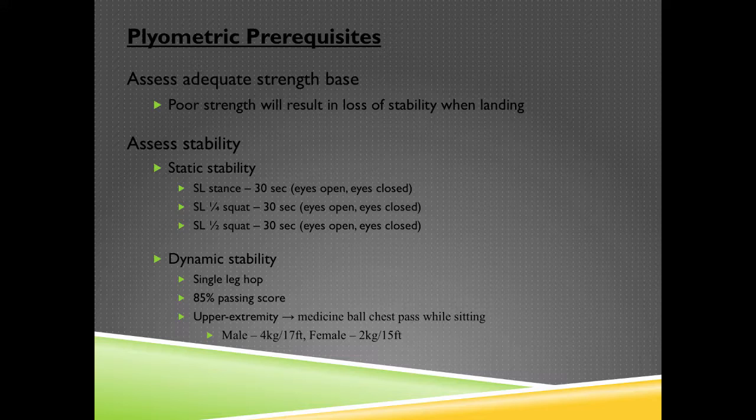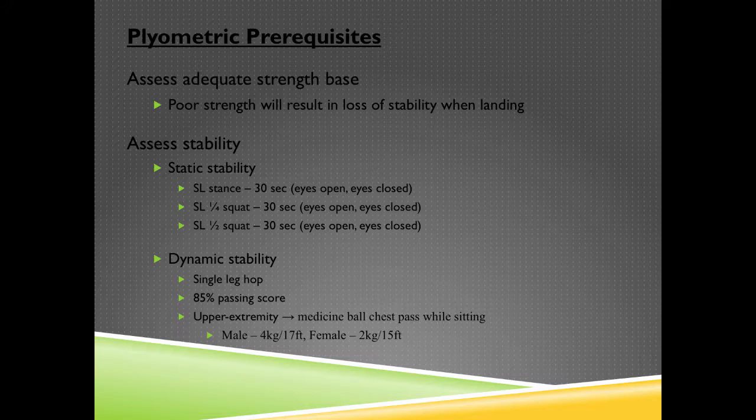So one way that we can assess the stability is through static standing, single leg stance. You can do a single leg quarter squat, single leg half squat. So have them hold that for 30 seconds. If they're able to do it well with their eyes open, see how well they do it with their eyes closed. Make sure that their proprioceptive training to this point has allowed them to be able to perform these activities.